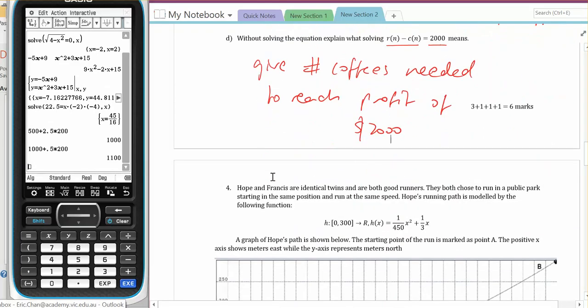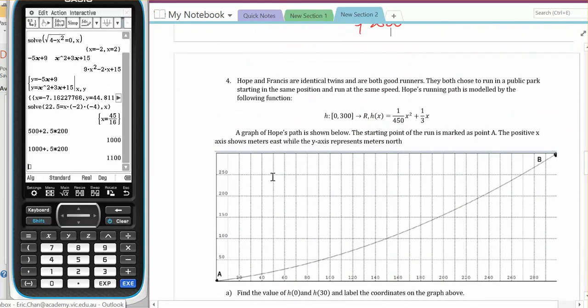Okay. Question 4. Question 4 is a bit tricky because we're dealing with inverse functions. So we're given a function and we know there's two twin sisters. They're running, starting at point A at the end of the park and going to point B. And they're running at different paths. So Hope's path is shown below.